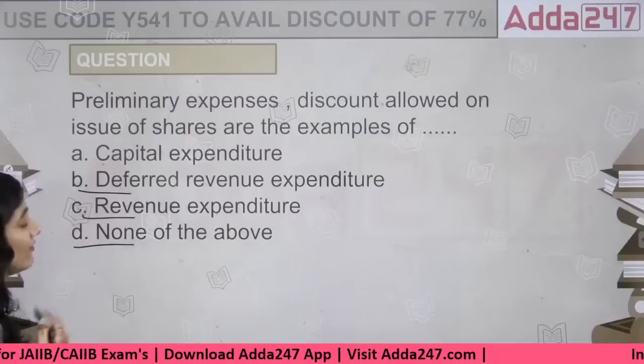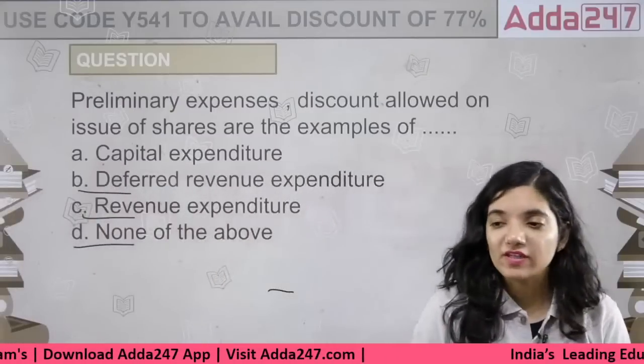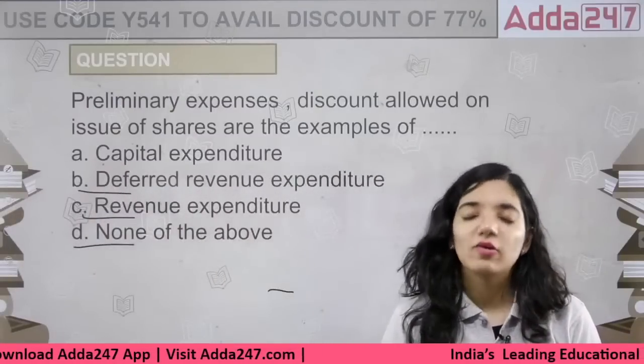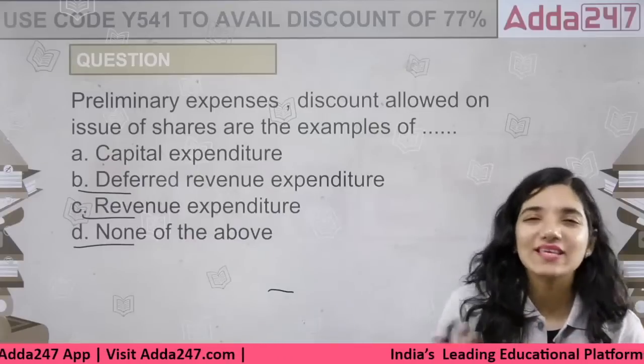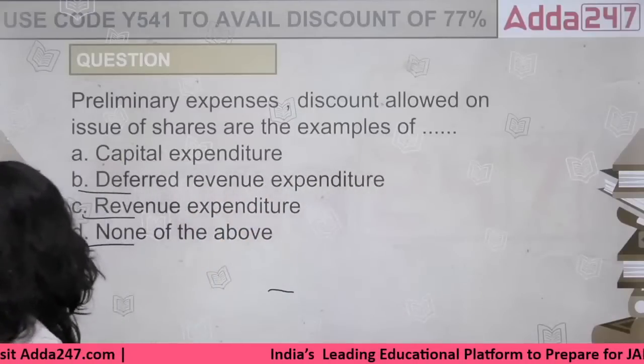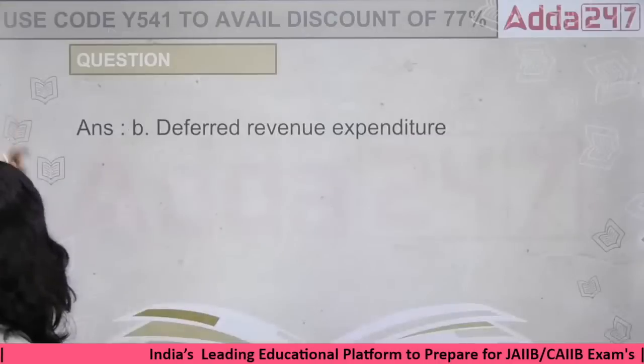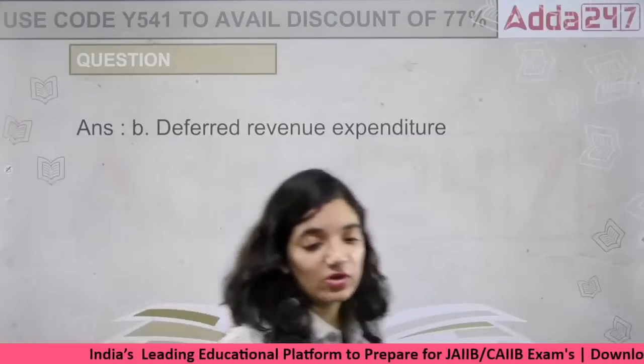So preliminary expenses and discount allowed on the issue of shares are examples of capital expenditure, deferred revenue, revenue expenditure, or none of these. When we talk about preliminary expenditure, its sibling, that is pre-operative expenditure, or when we talk about advertisement suspense, all these other different expenditures are a class of deferred revenue expenditure. So the correct answer to this question is going to be deferred revenue expenditure.